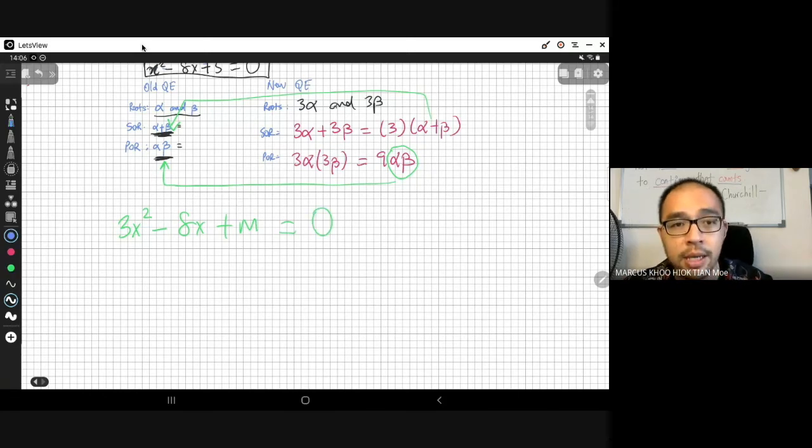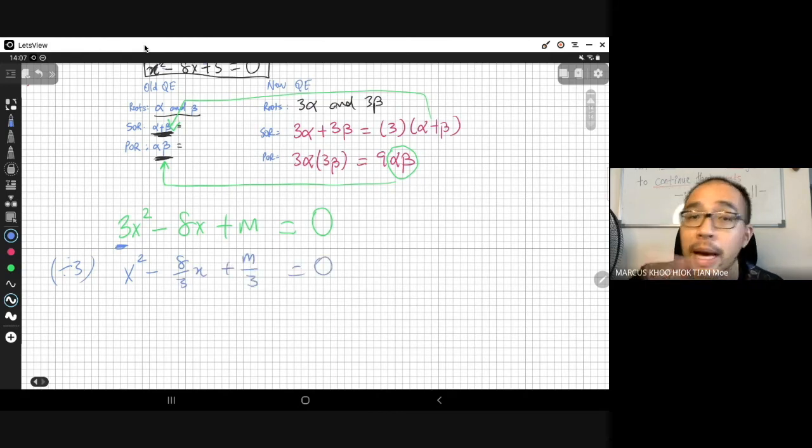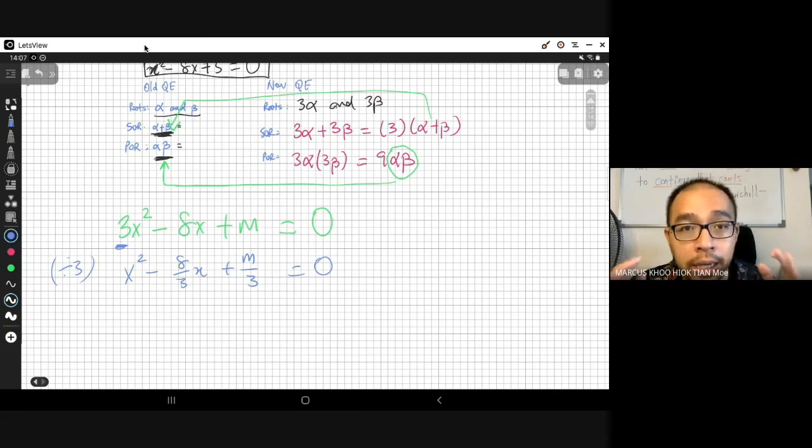First things first, we need to change it to our template first, otherwise there's no point. There is a number 3 in front, which we don't want. So what do we do? We divide everything by 3. So x squared minus 8 over 3 x plus m over 3 equals 0. Never mind if it's not pretty, the important thing is that it follows our template. Otherwise the SOR and POR can't be used.